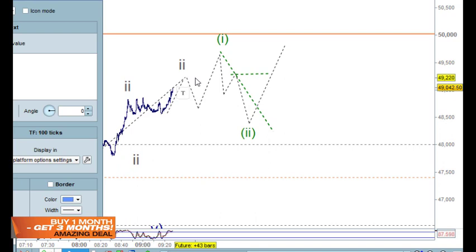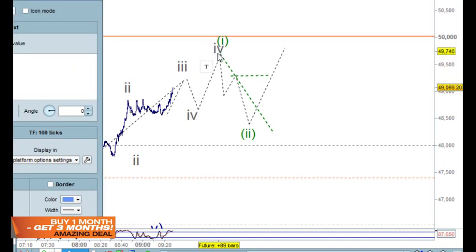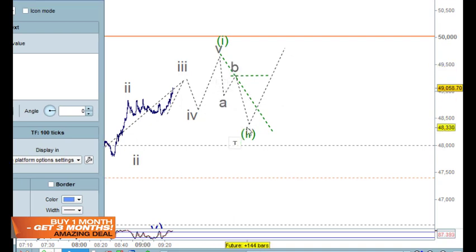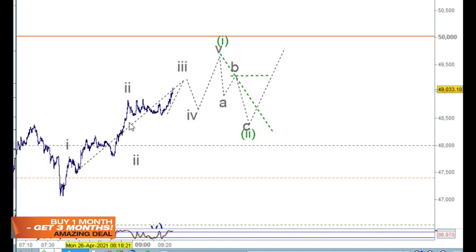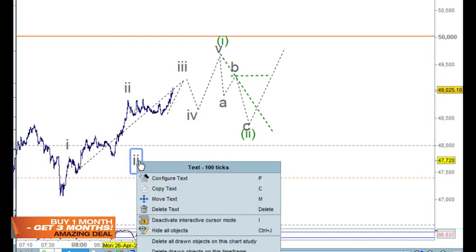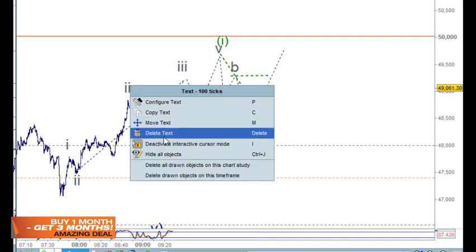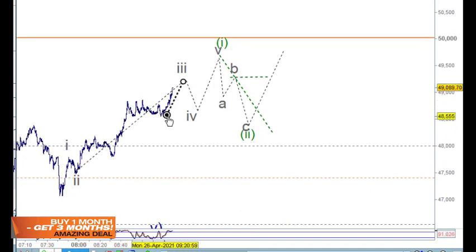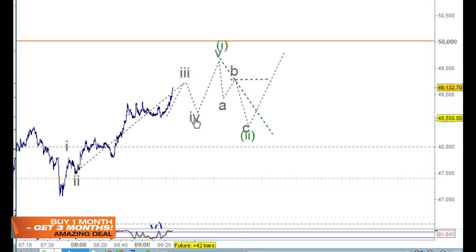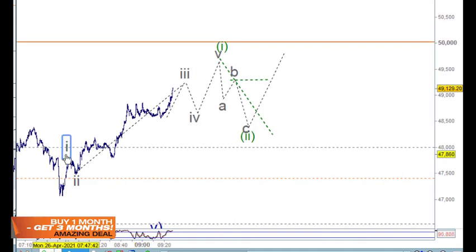Oops, 3s here. 4, 5, A, B, C at that point. Move that over there, don't need that. And that will be the 5 little waves here for wave 3, which is looking good. Sure, it could just be an A, B, C up there. It can be an A wave here, a B wave here, and then 5 waves here for wave C.